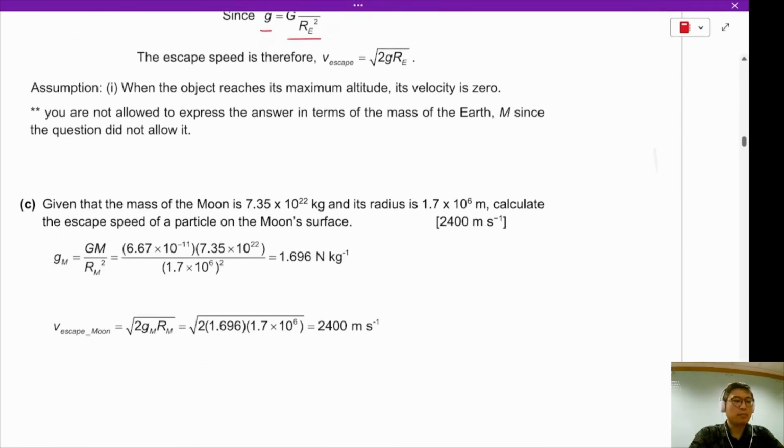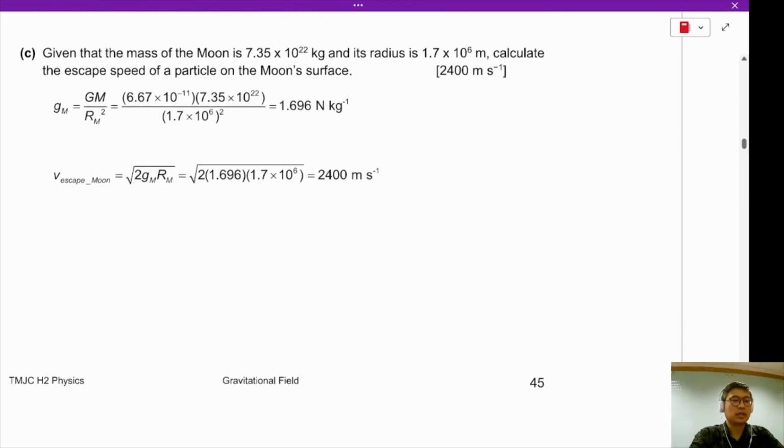Okay, now given that the mass of the moon is 7.35 times 10 to the 22 kilograms and the radius is 1.7 times 10 to the 6 meters, calculate the escape speed of a particle at the moon's surface. Now there are two ways to do this. Since the question earlier has given us that the escape speed is equal to the square root of 2 times g multiplied by the radius of the planet, we can then use this idea.